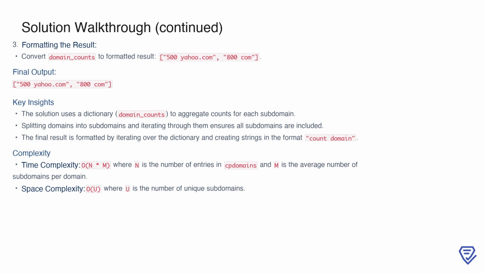Reflecting on the solution, we see that leveraging a dictionary to store subdomain counts ensures efficient aggregation. Breaking domains into subdomains and iterating through them guarantees that all levels of the domain hierarchy are included. The time complexity of this approach is O(n*m), where n is the number of entries and m is the average number of subdomains per domain. The space complexity is O(U), where U is the number of unique subdomains. This makes the solution both effective and scalable for a wide range of input sizes.